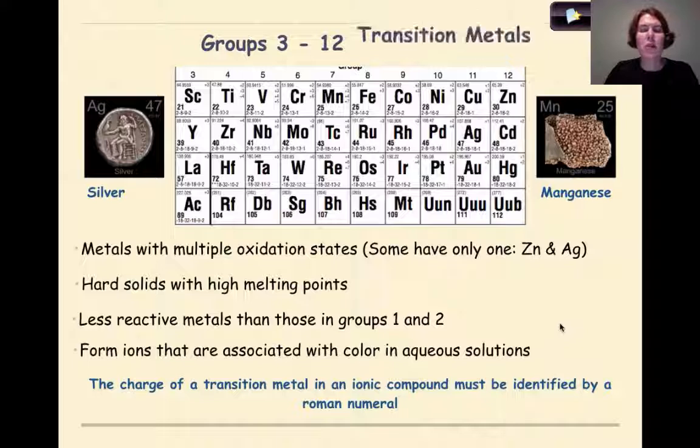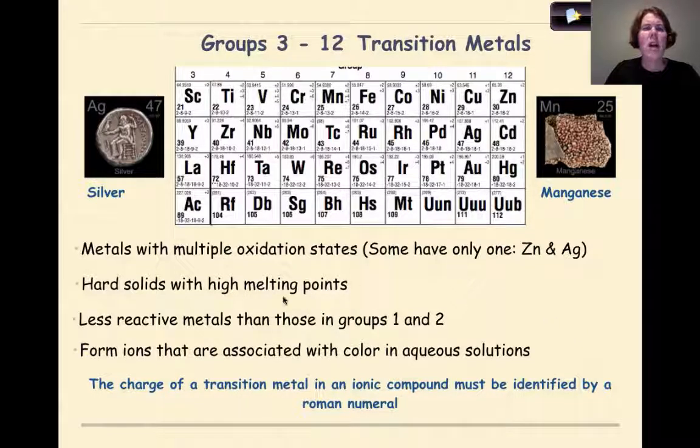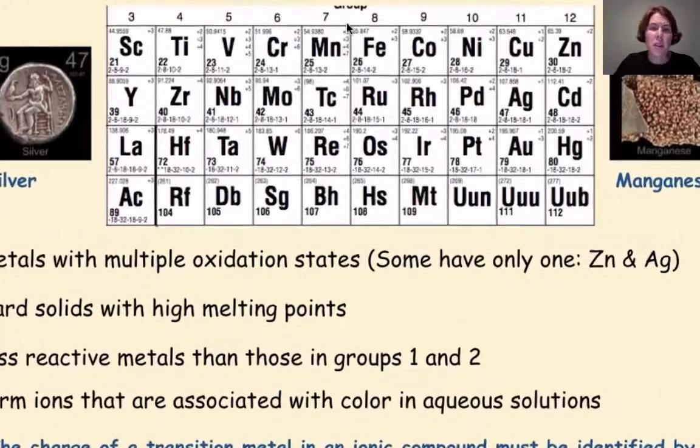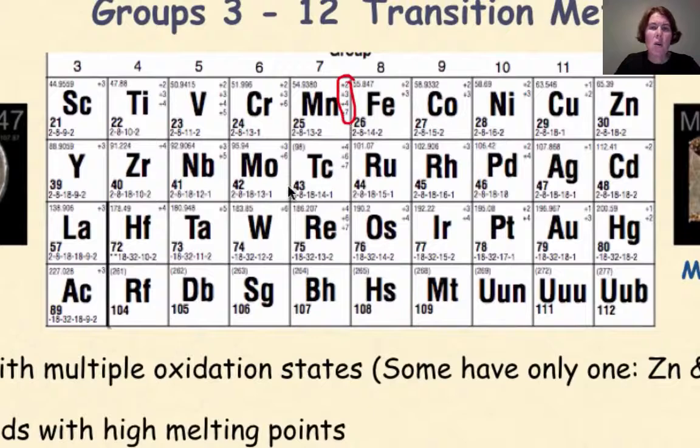Groups 3 through 12 are known as the transition metals, and we've talked about the transition metals before. These are metals with multiple oxidation states. In other words, if you look at something like manganese or molybdenum or titanium right here, they're going to have multiple positive charges associated with them. And that's one of the big things that we need to realize about the transition metals.